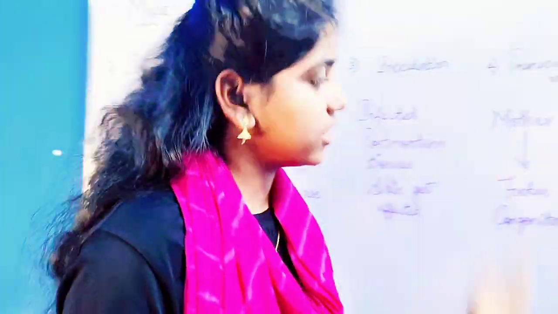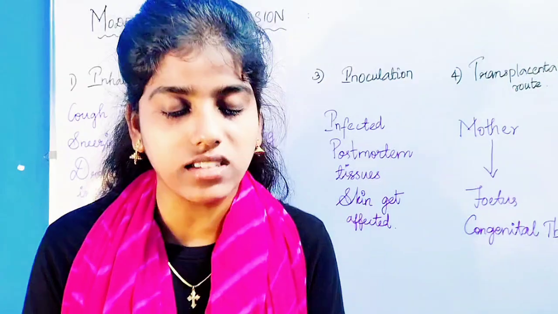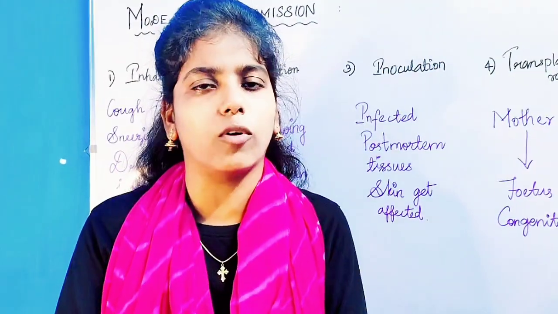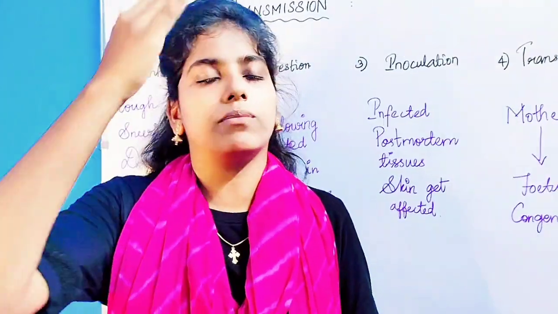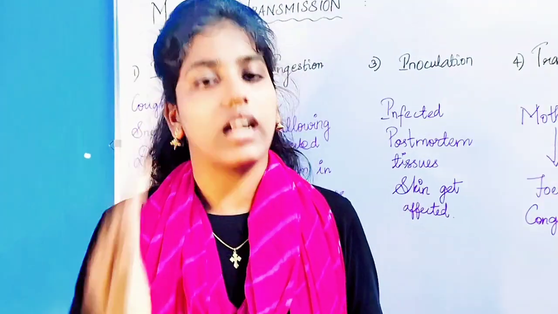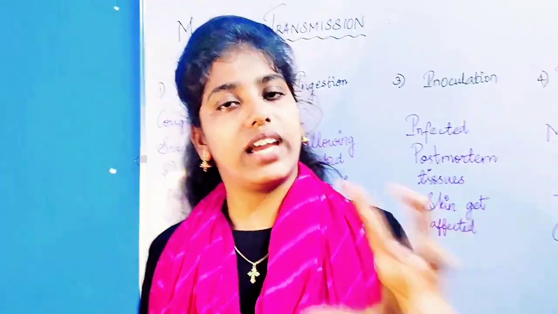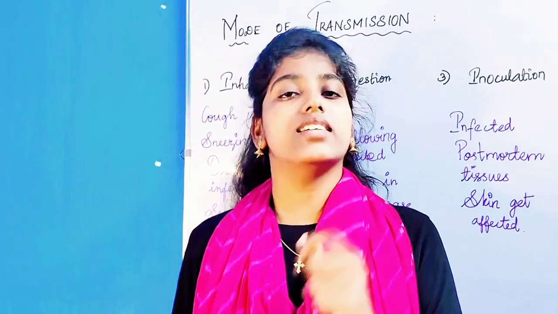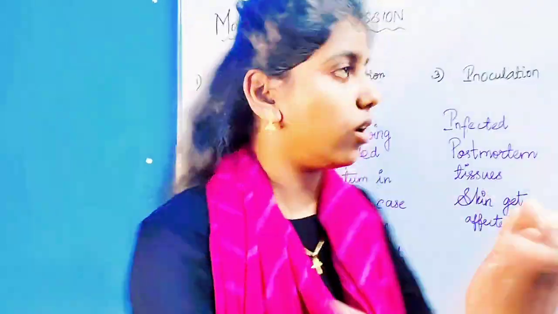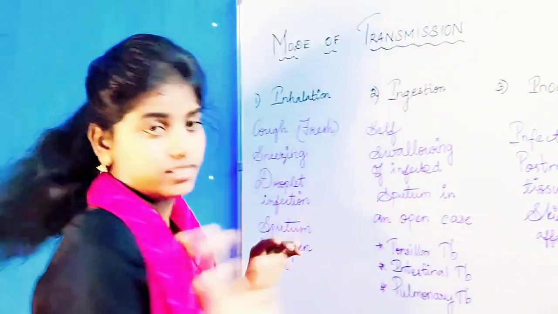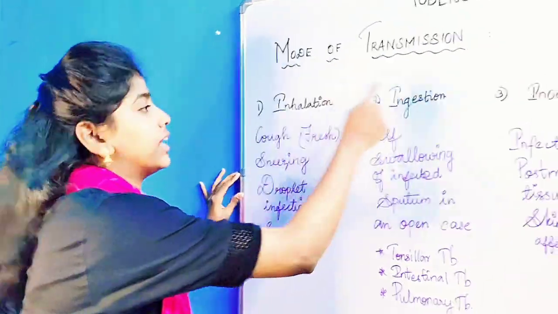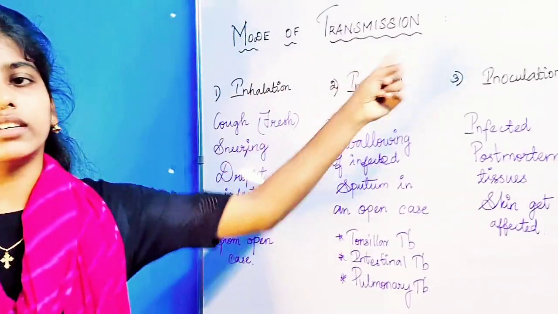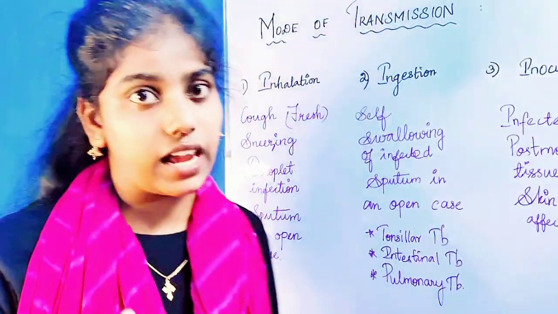The next one is the transplacental route. For the transplacental route, you only have to think about the fetus and the mother. The infection is transferred from the mother to the fetus. In very rare cases it causes congenital tuberculosis. So these are the 4 modes of transmission: inhalation, ingestion, inoculation, and transplacental. This is the mode of transmission. Next, we can see how tuberculosis gets spread, because transmission is done, but we want to know more, right?